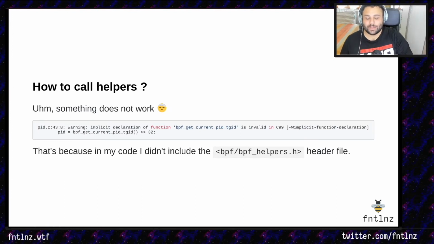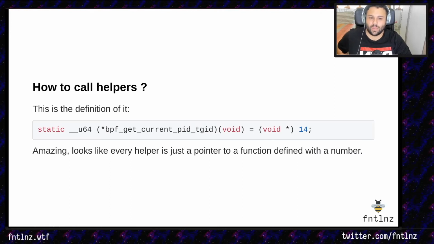Not necessarily, because for it to work, you have to either include the BPF helpers header from libbpf if you have it installed, or if you don't have it, you have to declare it yourself. And if you want to declare it yourself, you just open a libbpf header or the vmlinux header. You will find something which is, what does it do? You just have a void pointer to 14. What 14 is, right? You just don't know. You just have a function definition that is just a pointer to a function defined as 14.